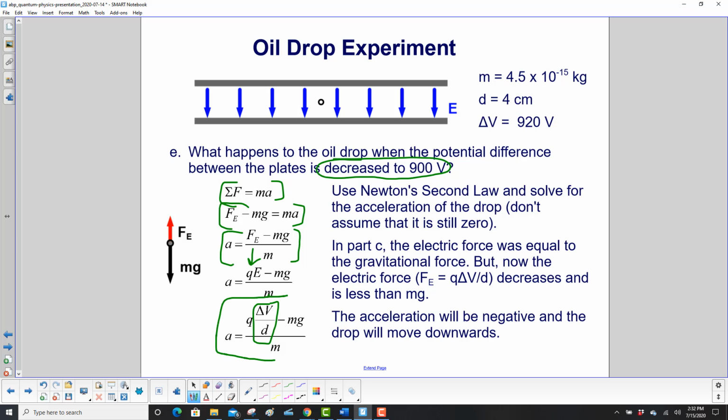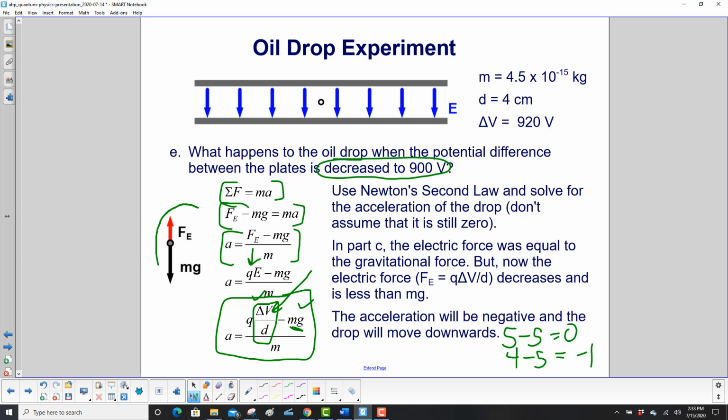Now let's look at what we have here. Previously, the electric force and the gravitational force were the same. But now we're going to decrease the voltage, the potential here. If you decrease that positive number and you don't change the negative number, what's going to happen? You're going to get a negative answer. Just to be real quick, if you have 5 minus 5, that's 0. Let's decrease the first 5 to 4. 4 minus 5 is negative 1. Same thing. So the acceleration will be negative and the drop will move downwards.